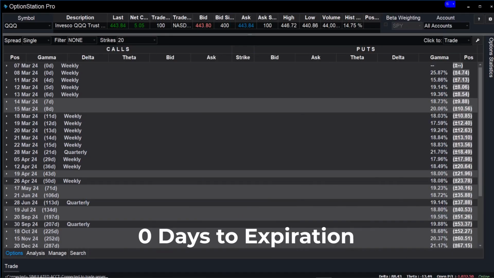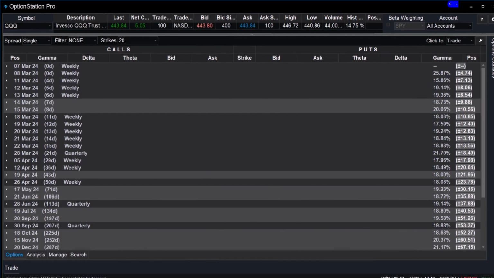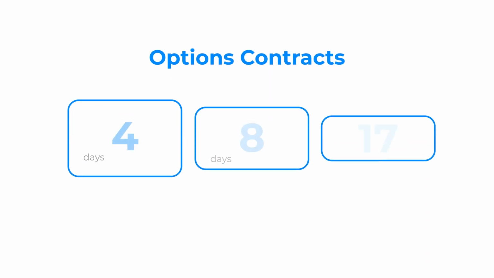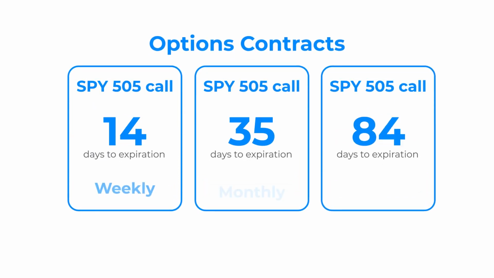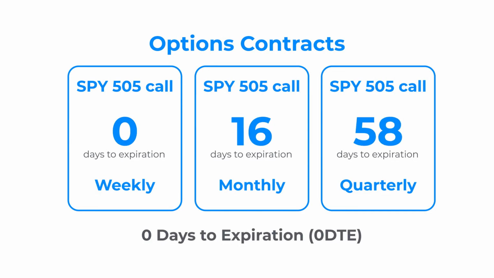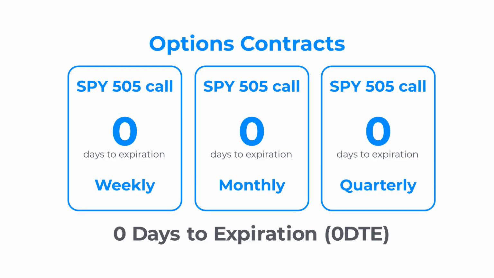Zero days to expiration options, commonly known as 0 DTE options, are options contracts set to expire at the end of the trading day. The term 0 DTE does not refer to a category of options, but indicates the remaining time until the contract's expiration. All option contracts, including weekly, monthly, or quarterly, will become a 0 DTE option on their expiration date. Essentially, any option traded on its expiration date is called a 0 DTE option.